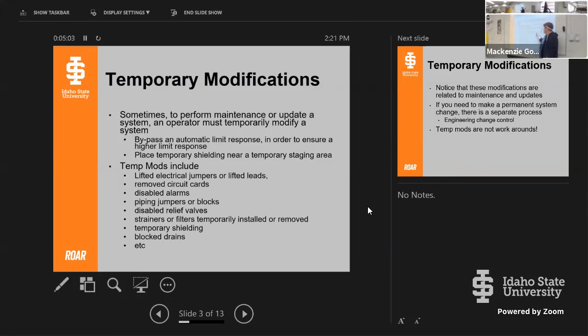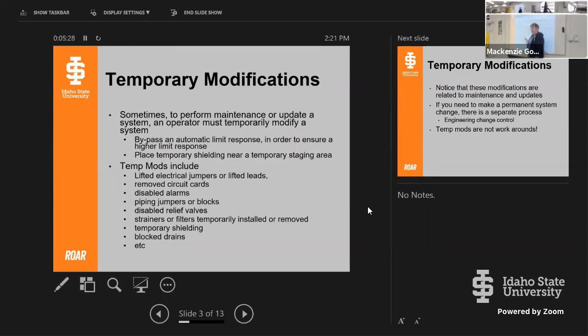You might lift some jumpers or leads in order to say, I know we're going to get this signal, but let's pretend we didn't. Or I don't care about that signal, I already tested it. I want to see the next one in the series, right? Or you might just remove circuit cards so that whatever's supposed to happen with that logic, you just skip it and skip to the next card, right?